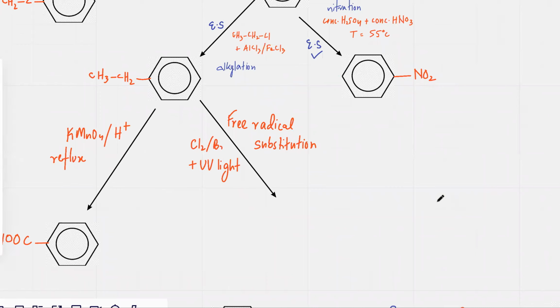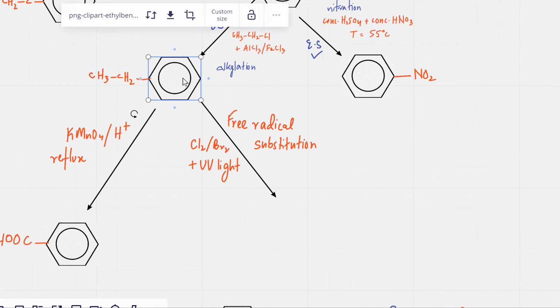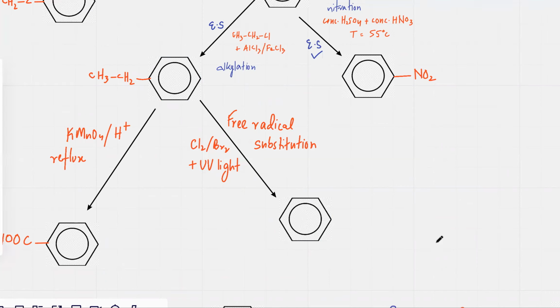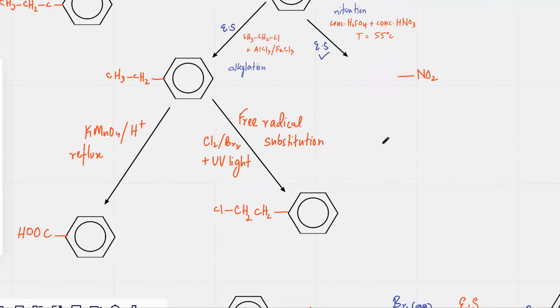So remember, UV light is the reaction of the carbon chain. So what will happen is that one of the hydrogens would get substituted in the carbon chain. So instead of having a carbon chain, it could be CH2, and there could be another CH2 and a Cl. So this is what can happen if you do free radical substitution.